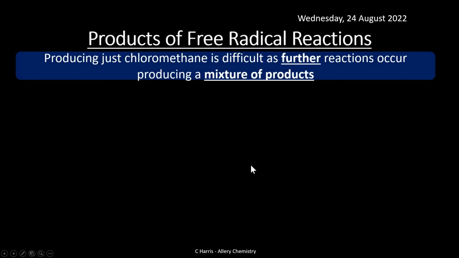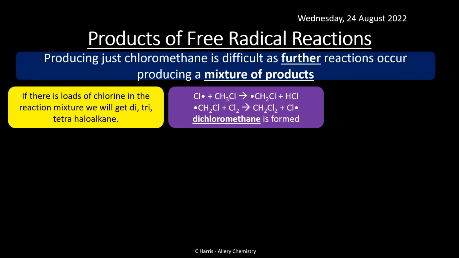So obviously producing just chloromethane is actually quite difficult because, as you've probably seen for some of these reactions, you get further reactions that occur and you actually produce a mixture of different products. So there's loads of chlorine in the reaction mixture. If there's loads of it anyway, then we'll get di, tri and tetrahaloalkanes, so we'll get multiple substitution.